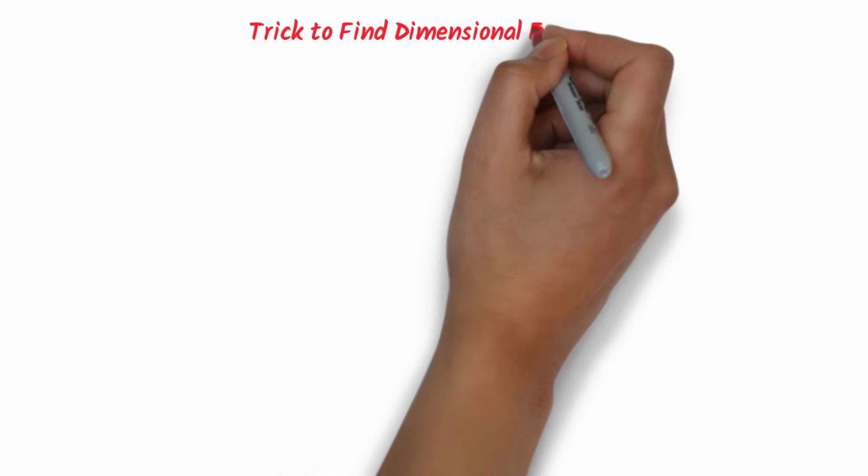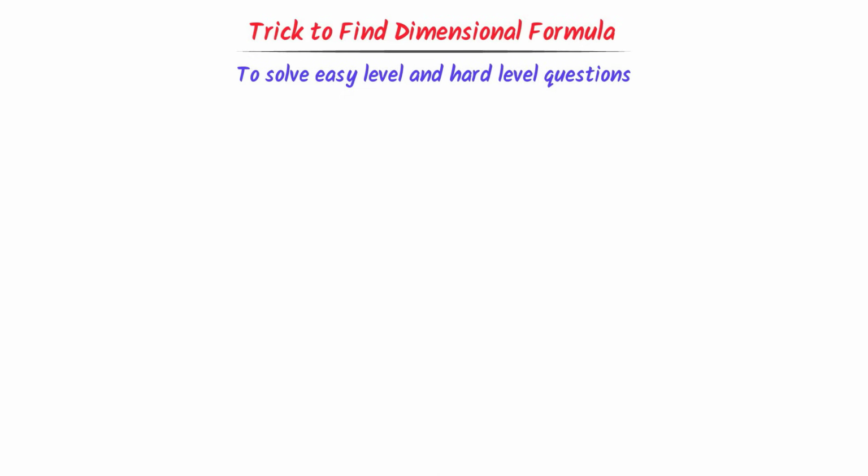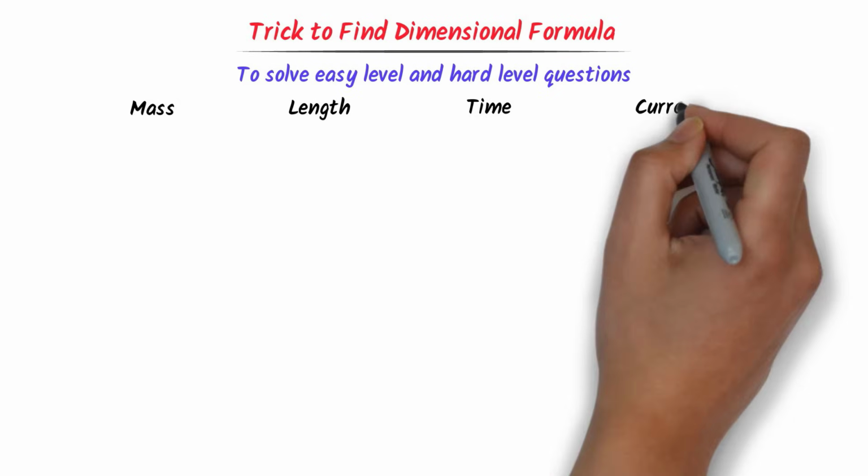Trick to find dimensional formula. I will teach you the super easy trick to solve easy level and hard level questions. Firstly, I write here mass, length, time and current.